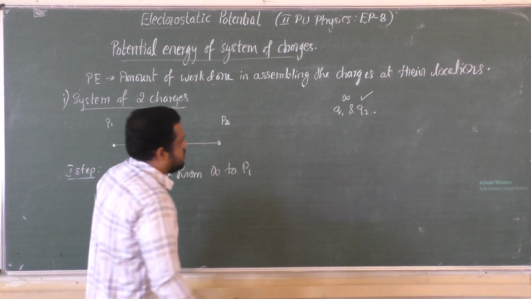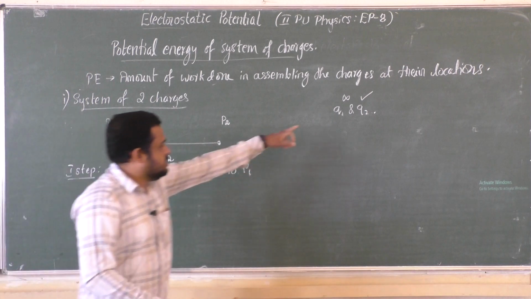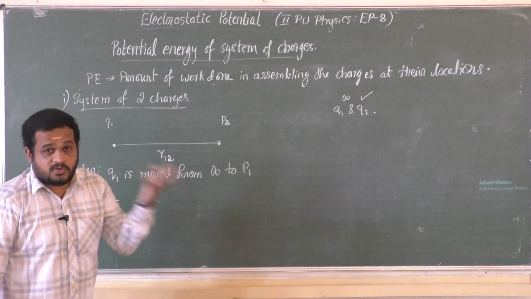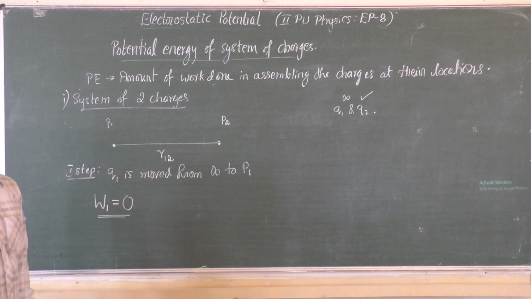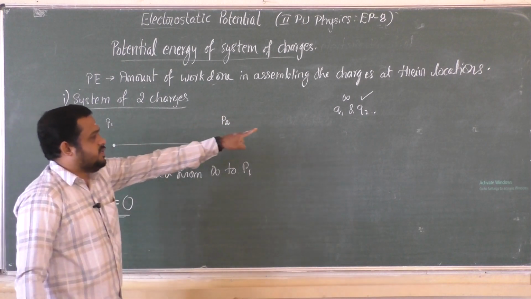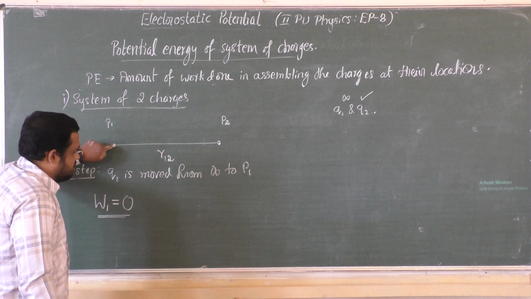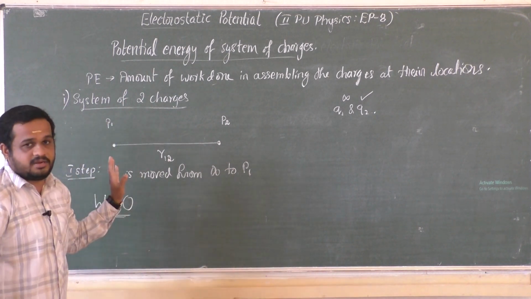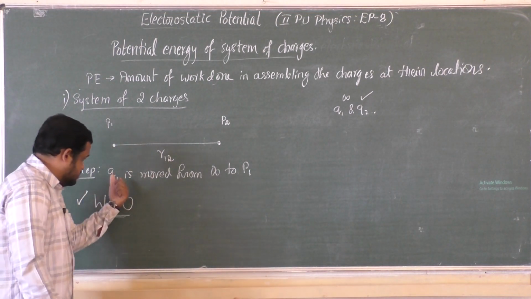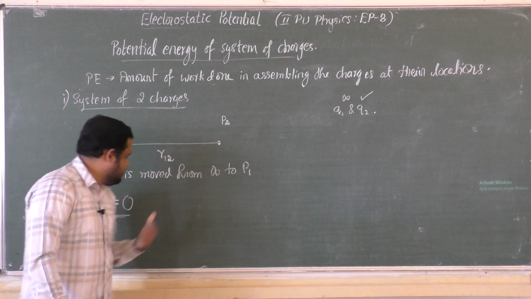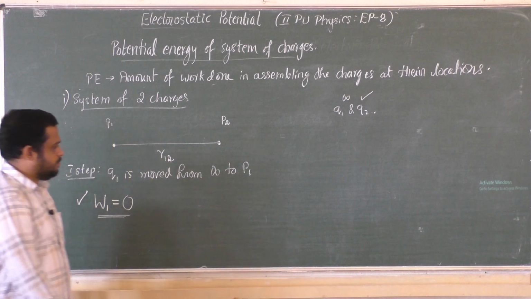If external force is not necessary, force is 0. We know that work done is equal to force into displacement. In this case, displacement is there, but force is 0. Therefore, work done W1 is equal to 0, because we shifted Q1 from infinity to point P1 in a region where there is no electric field or opposing force. Therefore, the work done in shifting charge Q1 from infinity to point P1 is equal to 0. External force is not necessary for this process.